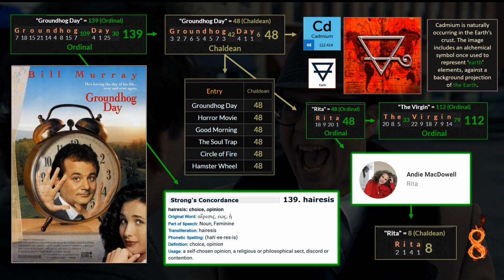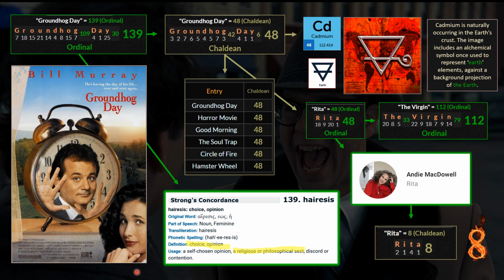So starting off at Groundhog Day, running the word Groundhog Day in the English ordinal cipher, we see that we get a sum score of 139. That being a high number, going to the Bible, we see that the number 139 is a choice right there, a choice or an opinion, a religious or philosophical sect. And we'll see at the end of the movie that Bill Murray has to make a choice on what he's going to do, and that's going to be determining whether he gets to stay or leave Punxsutawney.